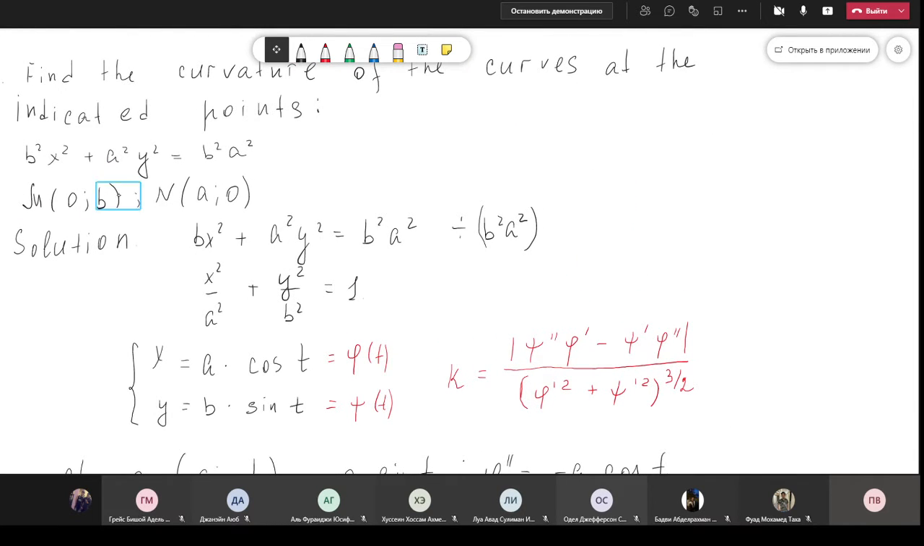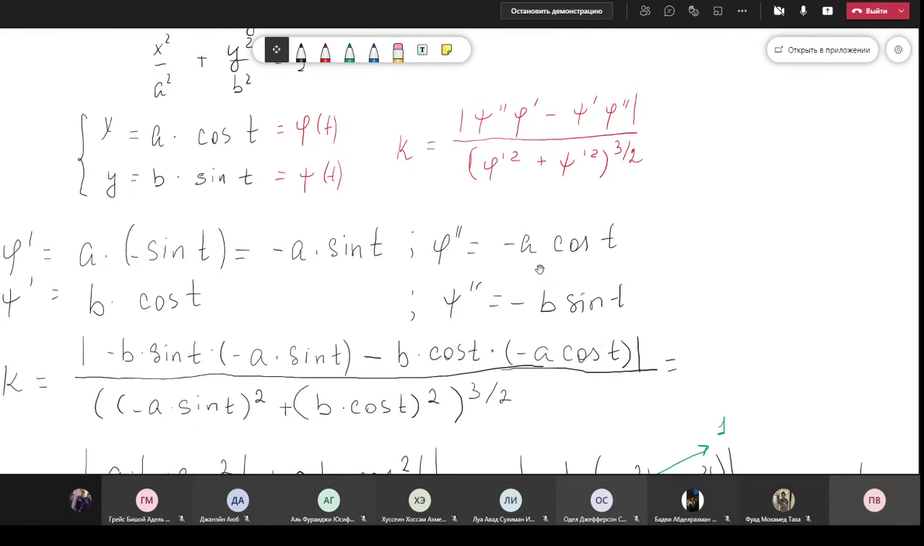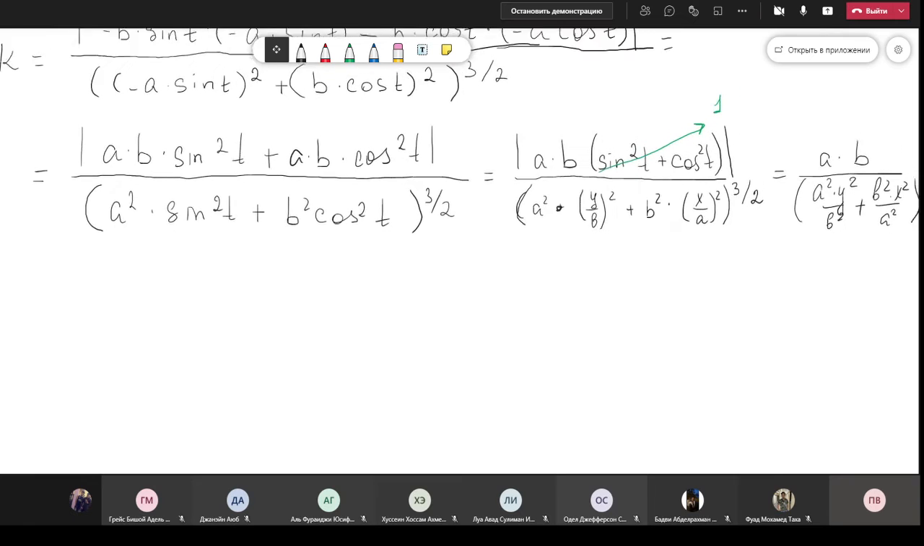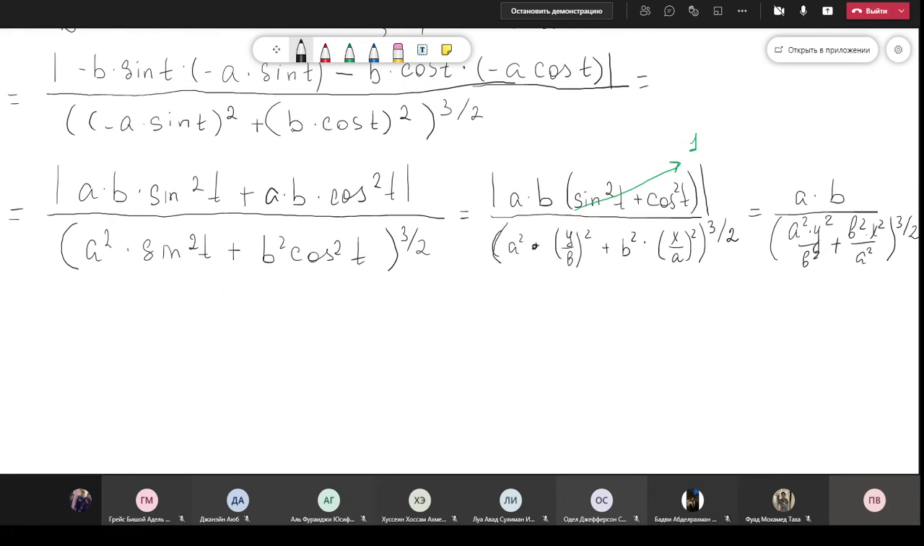Now we consider our points. The first point M with coordinate 0, b. It means x is 0, y is b. M with coordinate 0, b. And our curvature K in the point M, as x is 0, y is b.